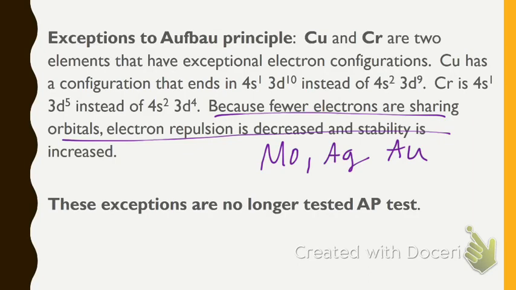I doubt that they would actually ask you to do an electron configuration on one of the exceptions. If they're going to ask you a question about it, it's going to be, hey, just like this one right here, we expected it to be 4s2, 3d9, but experimentally we find it to be 4s1, 3d10. Why? And this is what you would say.